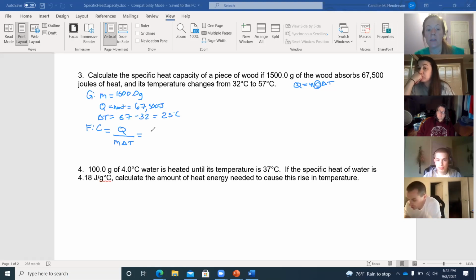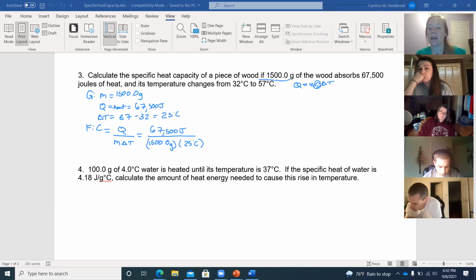So what's our Q value? It's that 67,500 joules. Our mass we've got up here is the 1,500 grams. And then our change in temperature is that 25 degrees Celsius. Now this may feel like, oh, this is so much work to lay it all out like this. But it makes solving the problem so much easier when you know what each thing is, and then you can just plug and chug.